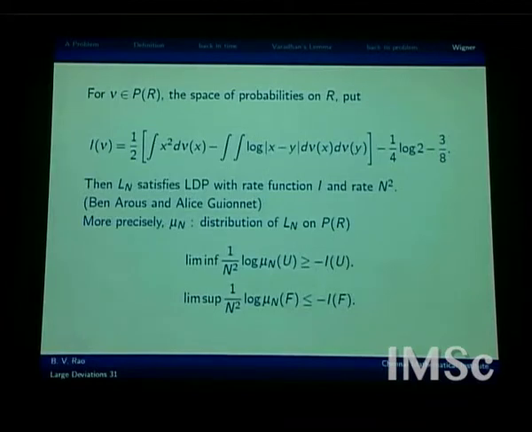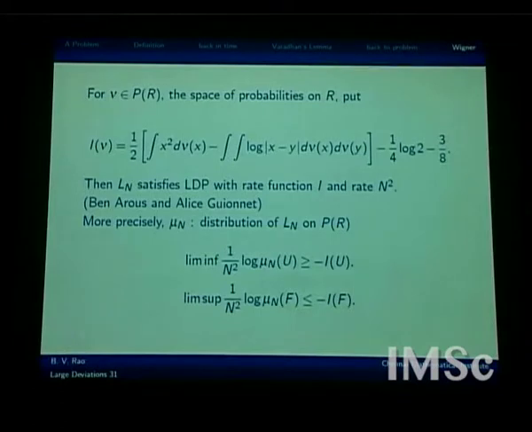Then this doesn't make sense, this minus that. You can show that the whole thing is finite. Minus 1/4 log 2 minus 3 by 8. So, whatever it is, it doesn't make any difference. It is not the nature of the function. That is what we are going to look at now. Ln satisfies LDP with this rate function.